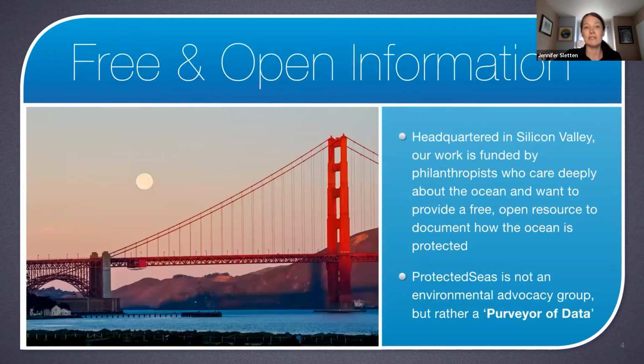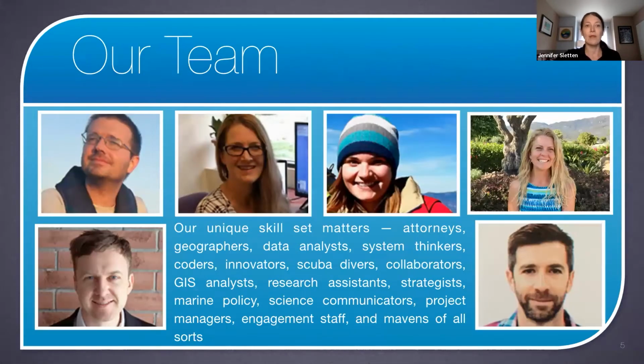Protected Seas is a private organization based in California with a mission to improve ocean conservation through data and technology. We make this information freely available, and as we are not an advocacy organization, we can provide the underlying data to be used for a variety of purposes and interpretations. To create the Navigator, we needed a variety of expertise. Our team consists of lawyers, GIS specialists, software developers, and communications specialists, all bringing diverse backgrounds and specialties to the table for this immense effort.